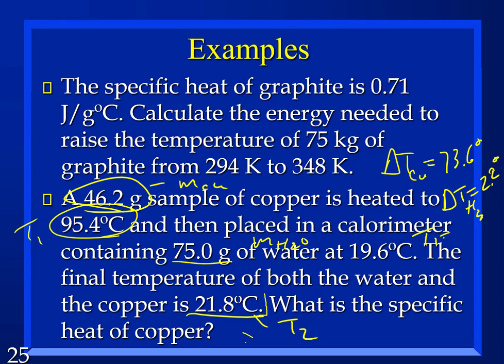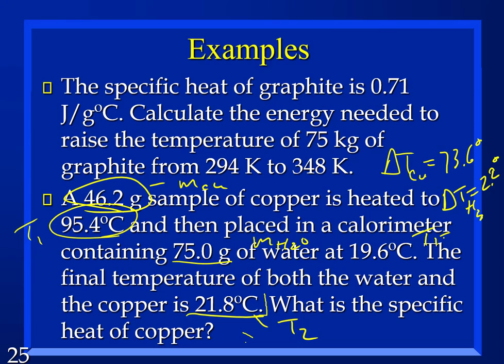Notice that the metal changed temperature a lot more than the water did. Why? Because the metal's going to have a much lower specific heat than the water. Water has a really high specific heat. So the water doesn't change its temperature much. The metal changes its temperature a lot. So the question is, what is the specific heat of the metal? That's what the question is.